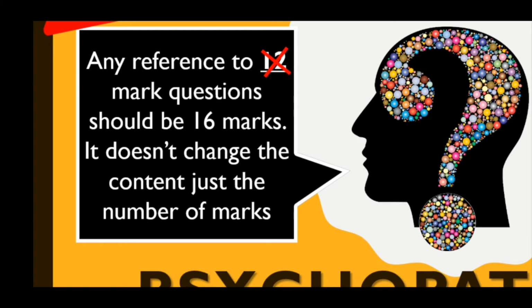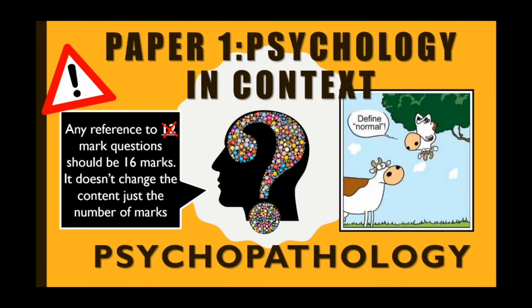What you are likely to do on this area is a 16-mark essay. Now, that 16-mark essay could be on one of the definitions of abnormality, but it is unlikely. For 16 marks, you're probably going to be asked to discuss 2 or more definitions of abnormality, or you might get asked to discuss 1 definition of abnormality and apply it to a stimulus.